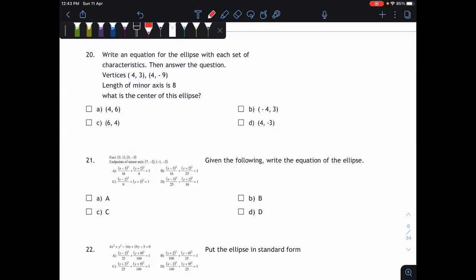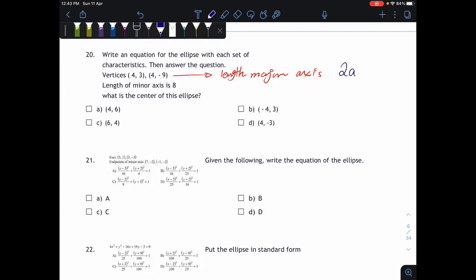So we can find the distance between these 2 points, and the distance represents here the length of the major axis. Again, guys, what's the length of the major axis? It is the distance between the 2 vertices we have, (4, 3) and (4, negative 9). So the length between (4, 3) and (4, negative 9) is what, guys? 12, right? Yes, 3 minus negative 9, which is 12.